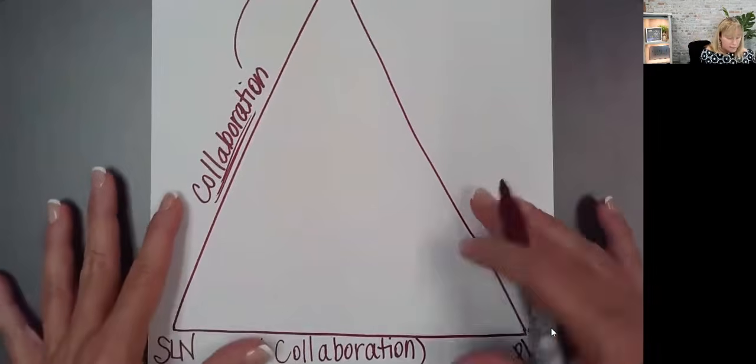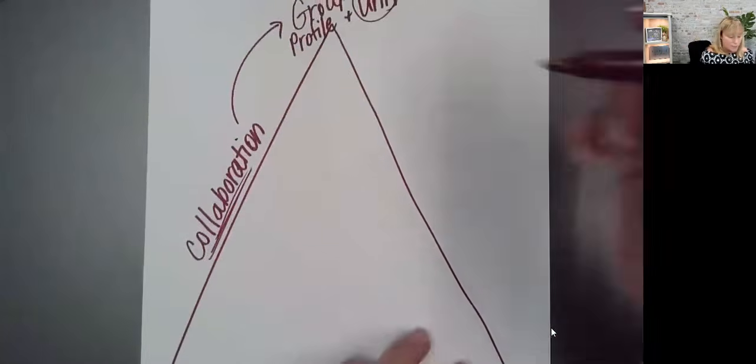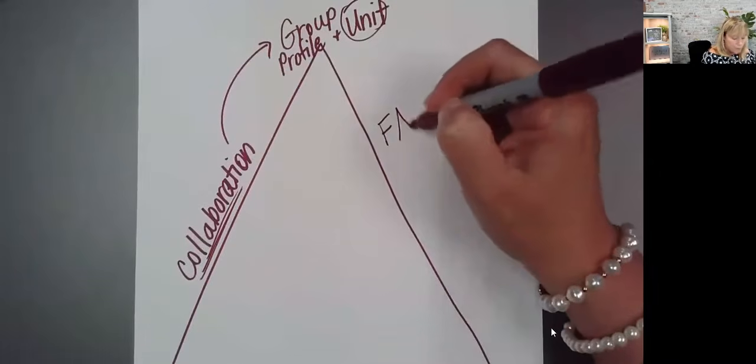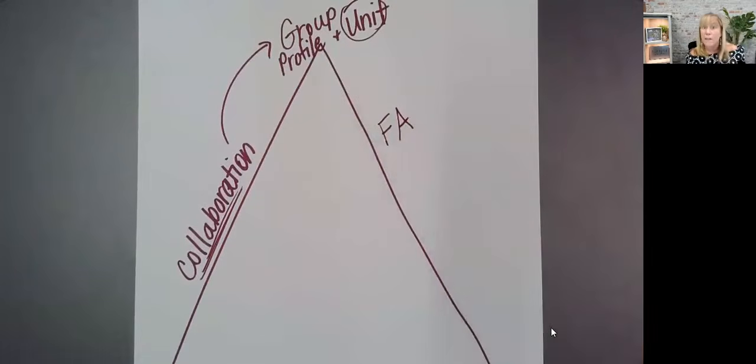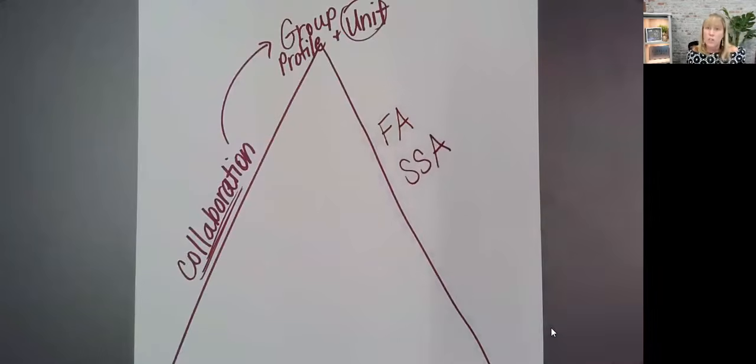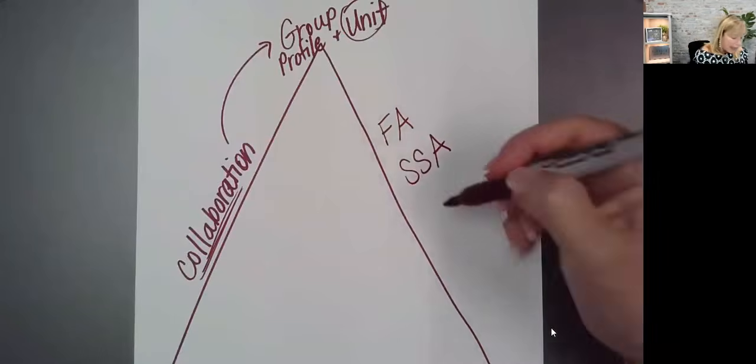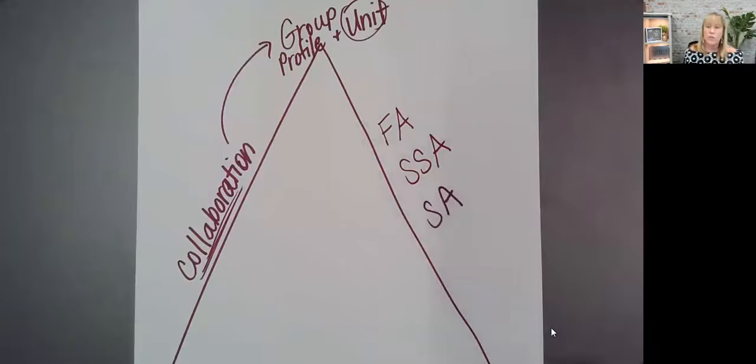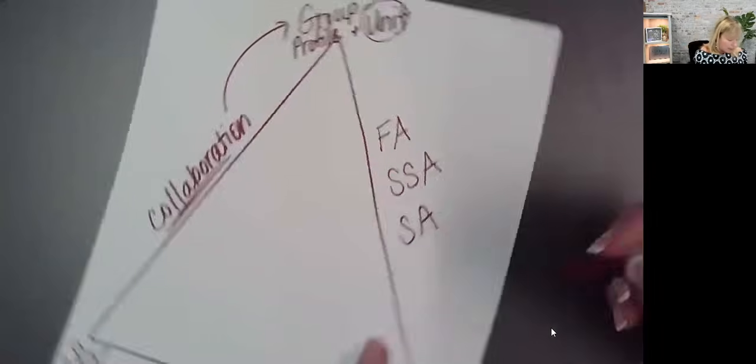Now, the third side of the triangle is what I affectionately call FA, formative assessment, SSA, which is student self-assessment, and SA, which is summative assessment. So the other pinnacle here, the wall that holds up C4 for you, is assessment.